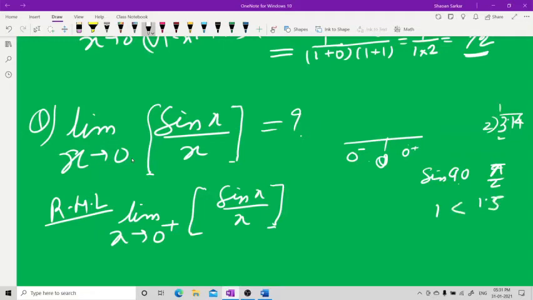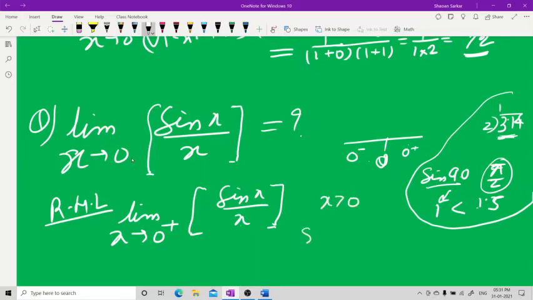So this is greater. If you take this example, what I'm trying to see is whether this sin x upon x is greater than 1 or less than 1. My target is to check whether sin x upon x is greater than 1 or less than 1. I have taken an angle, 90 degrees, sin 90. Sin 90 is 1 and pi by 2 is 1.5, pi is 3.14. So sin 90 is less than pi by 2. So on the positive side, for x greater than 0, sin x is less than x. That means sin x upon x is less than 1.